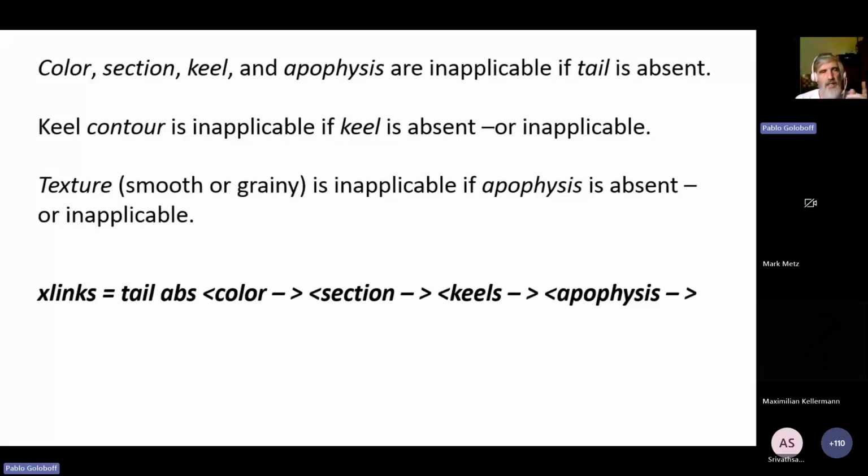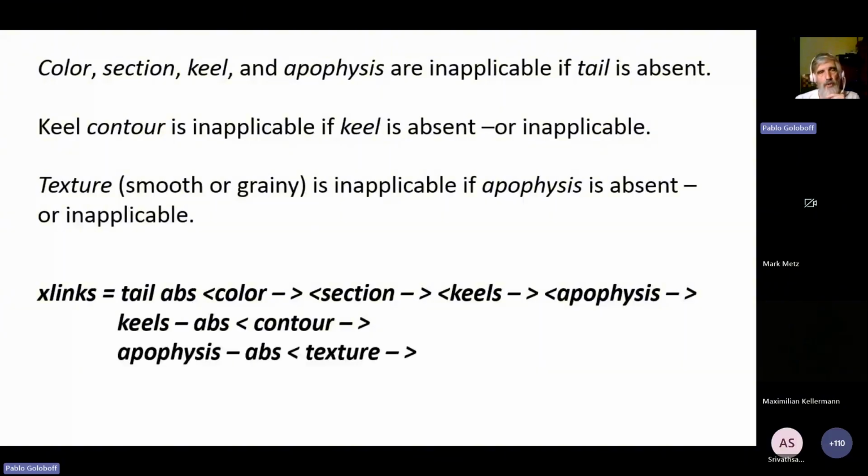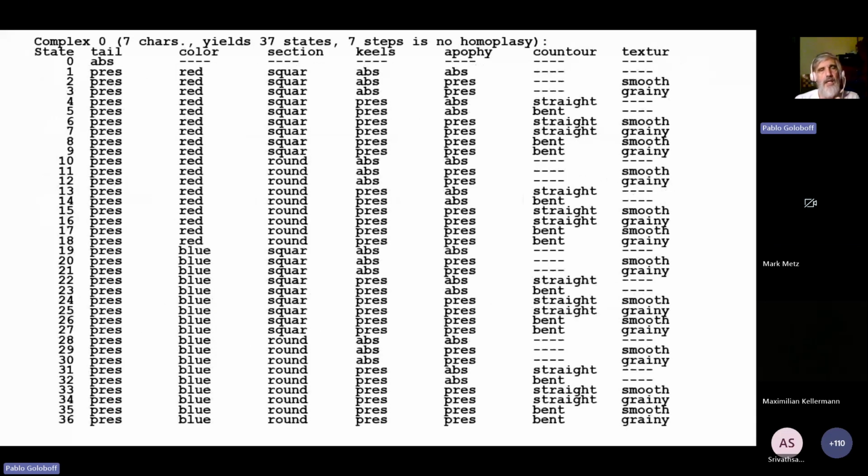So you say, when the tail is absent, color, section, keels, and apophysis are inapplicable, and then you also say, when keels are inapplicable or absent, the contour is inapplicable, and when the apophysis is inapplicable or absent, the texture is inapplicable. That's all you need to do for a case like this. TNT alone is going to create the combinations of states.